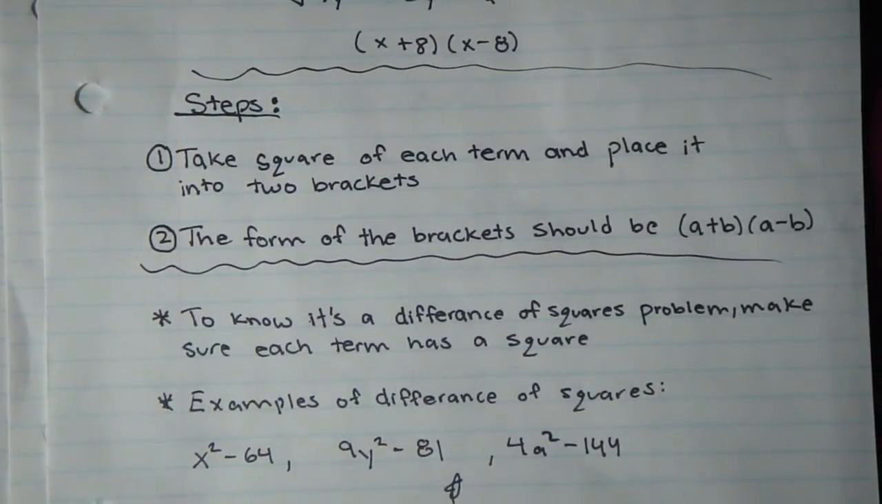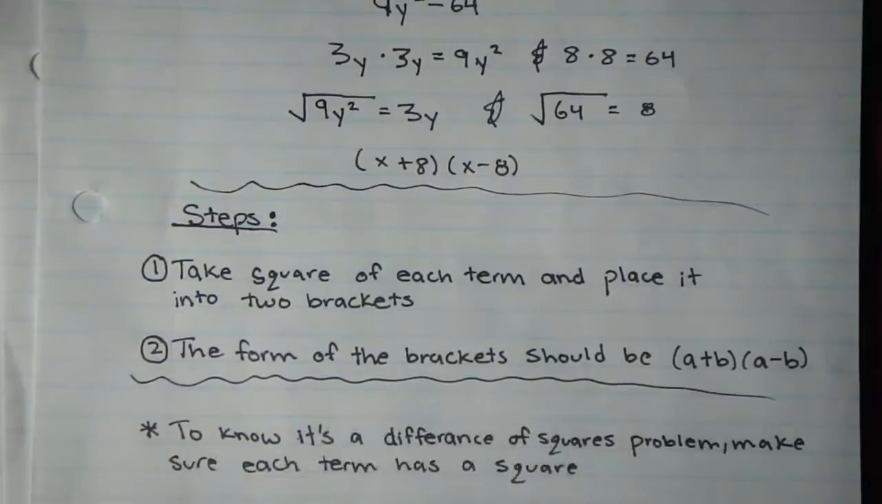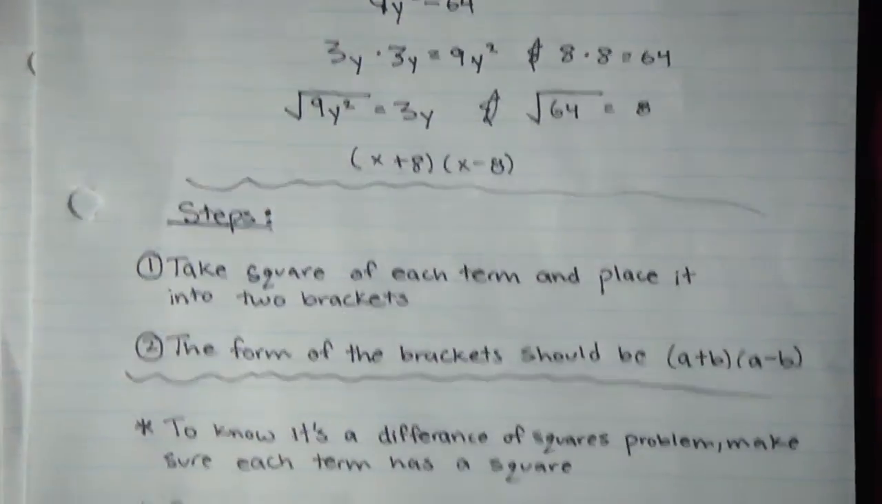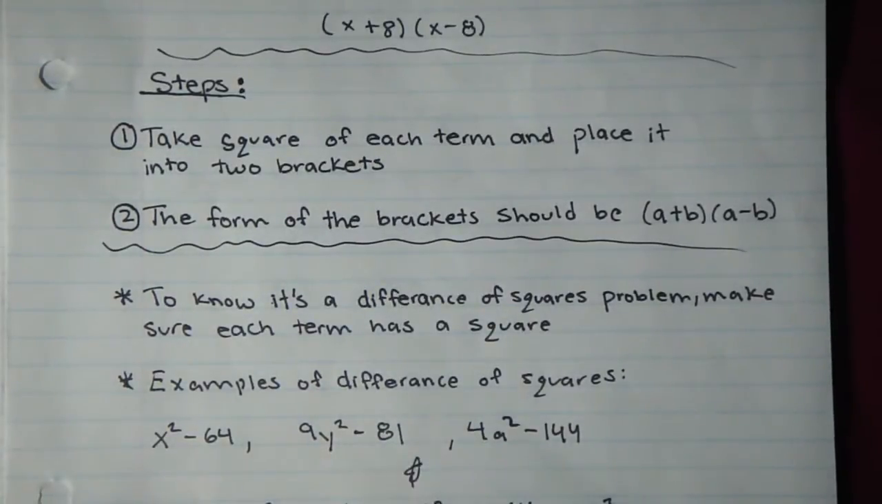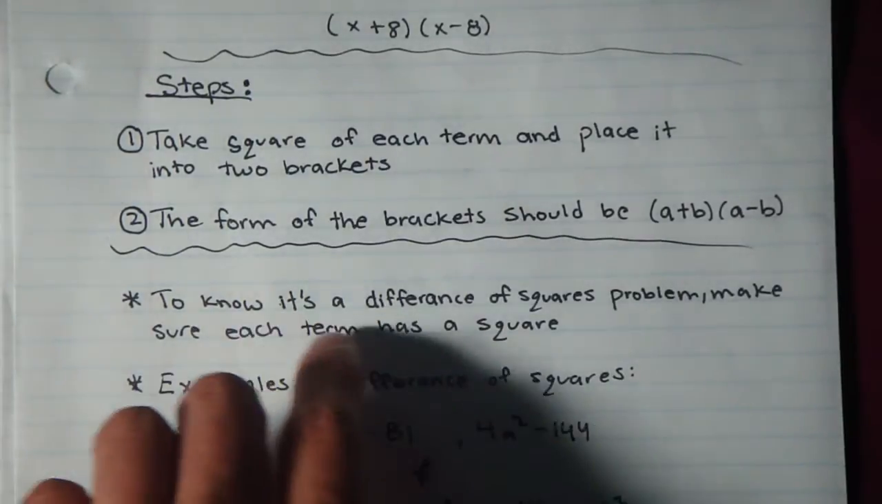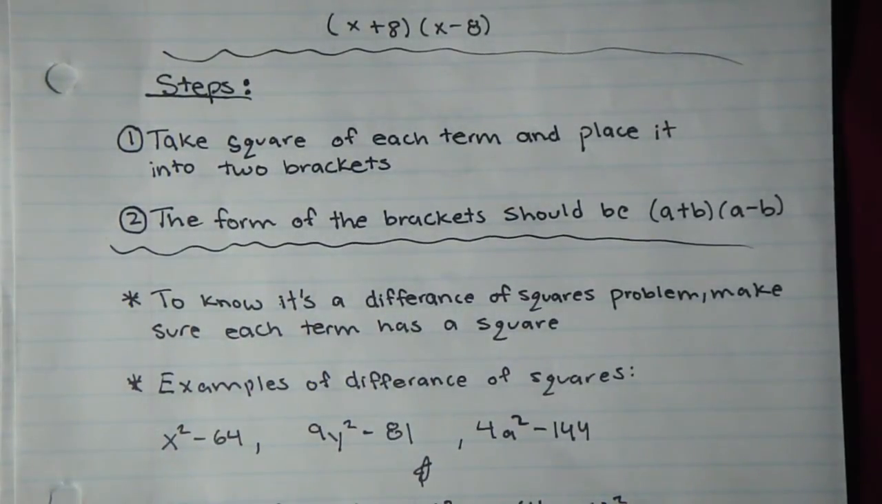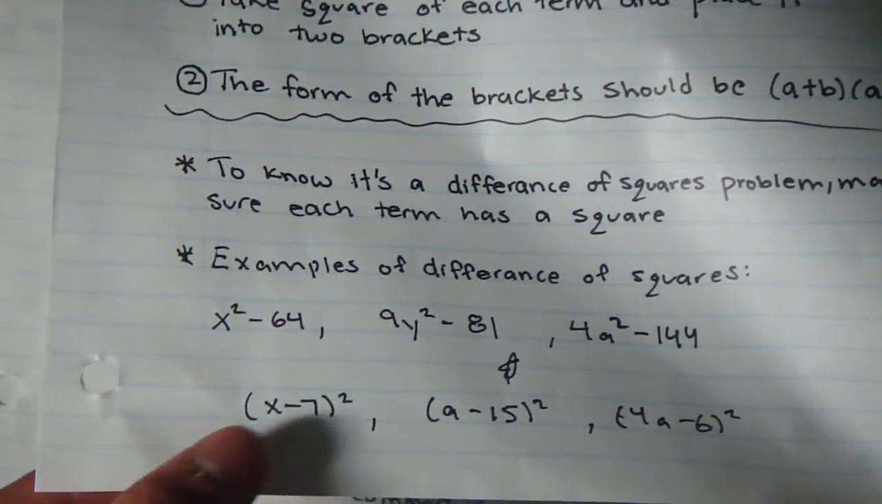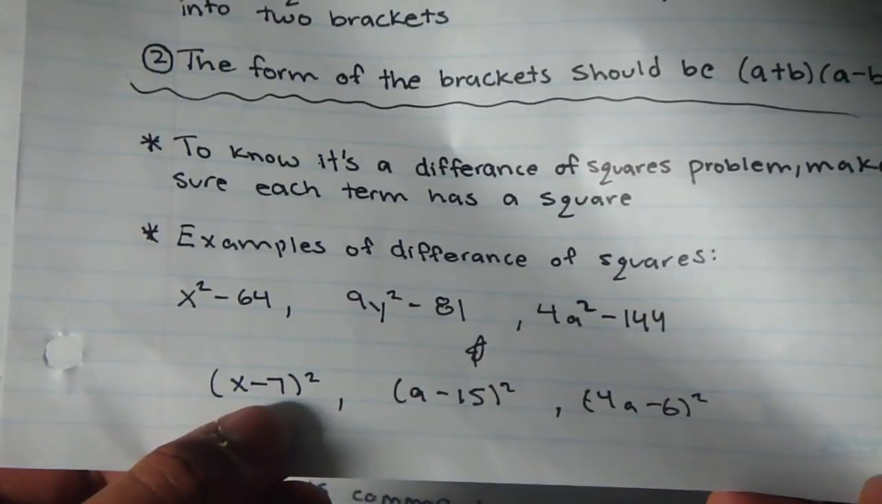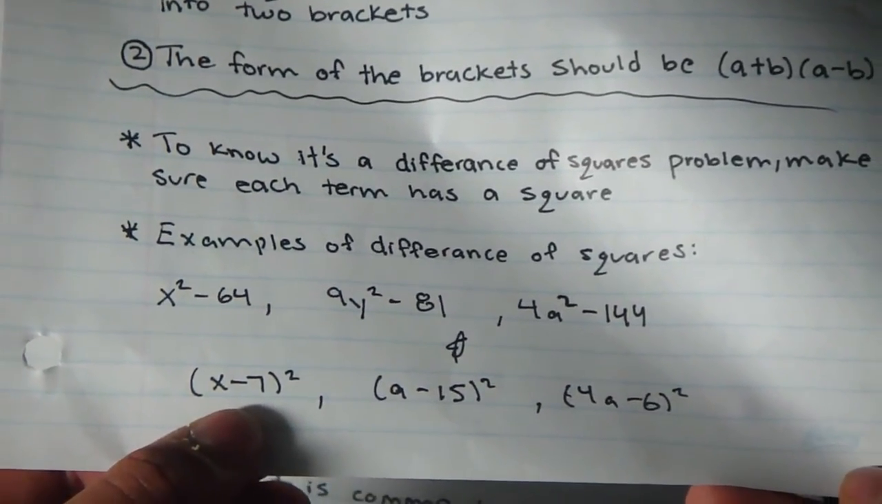Now the steps. Take the square root of each term and place it in two brackets. We've done that right here. And the form of the brackets should be a plus b and a minus b. As I said before, to know if it's a difference of squares problem, make sure each term is a perfect square. And these are examples of difference of squares. It can also appear in this form, and if you have it like this, you have to expand it.